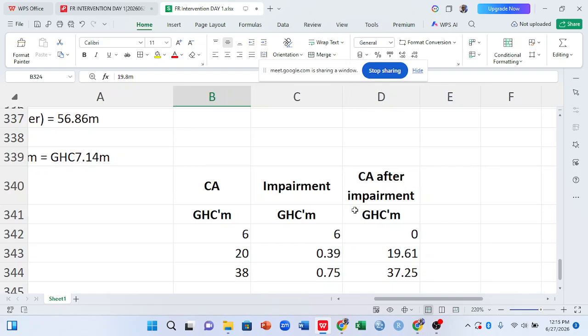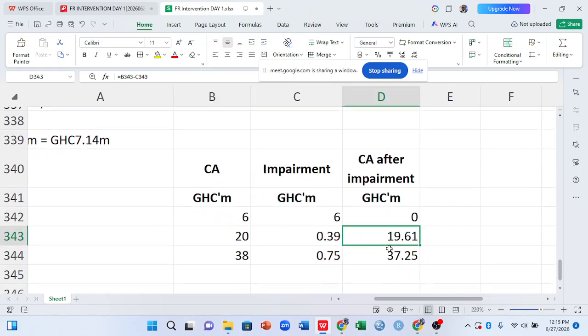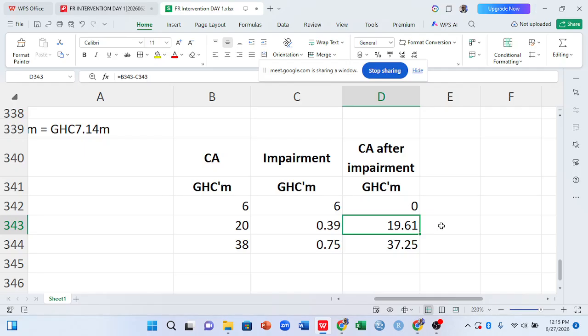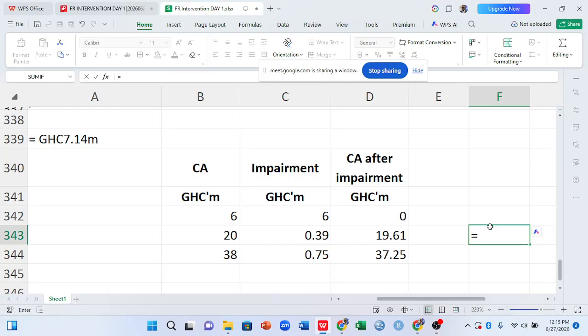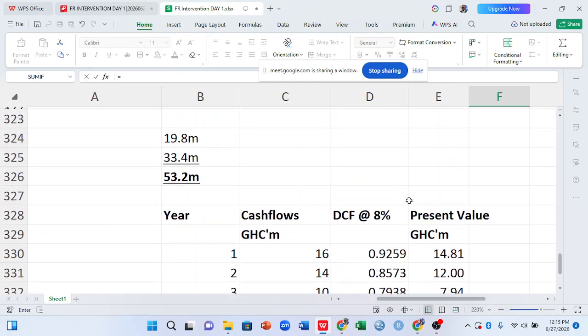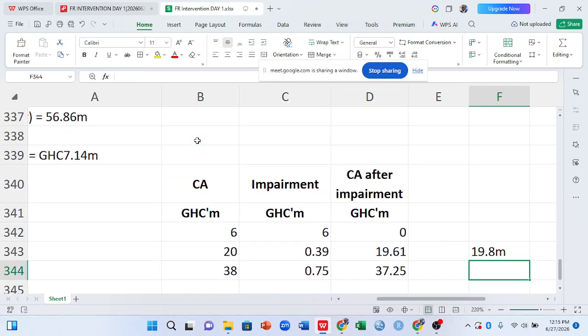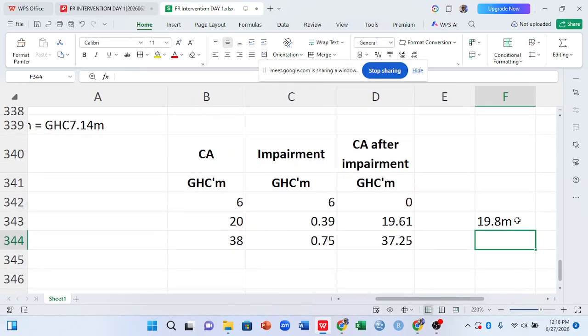We compare it with this and realize that it's rather lesser. What do we do? We need to reverse this back to 19.8 million. We need to reverse it back to this figure, 19.8 million. So how are you going to do that? We need to look at the difference. What's the difference here?